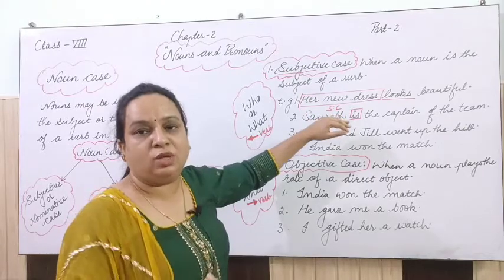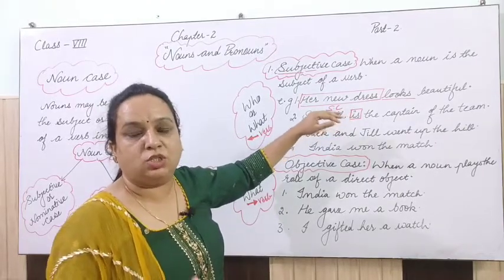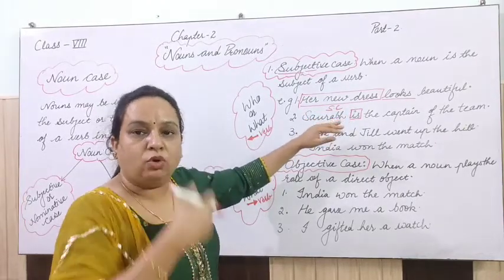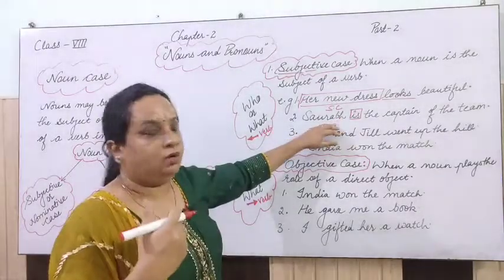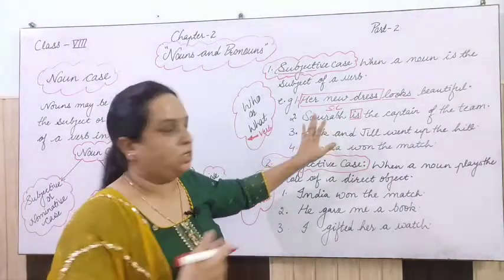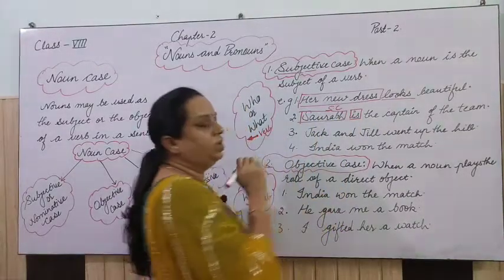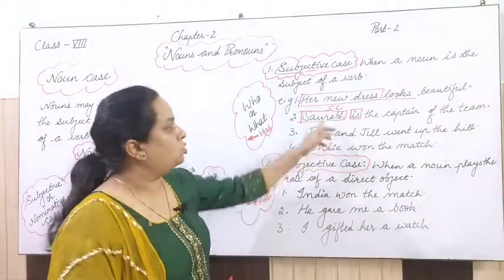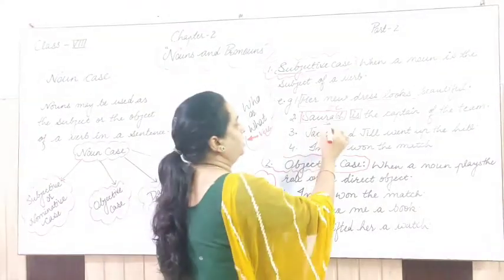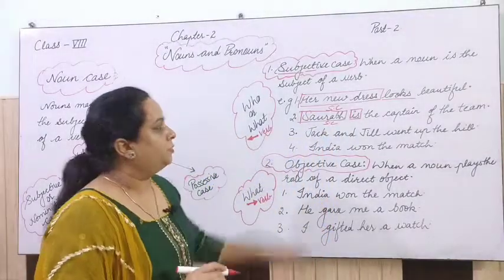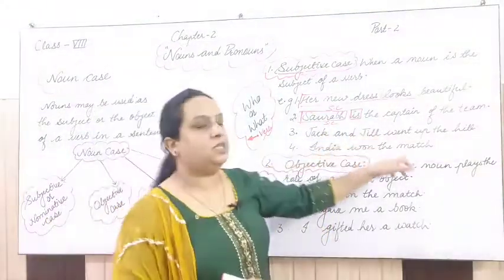When we are able to get the answers from the two words, who and what, before the verb, that is what? Subject. So what is the subject here in the sentence? We are talking about Saurav. So Saurav becomes what here? Saurav becomes subjective case.